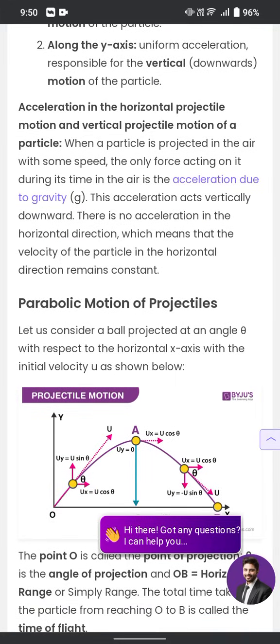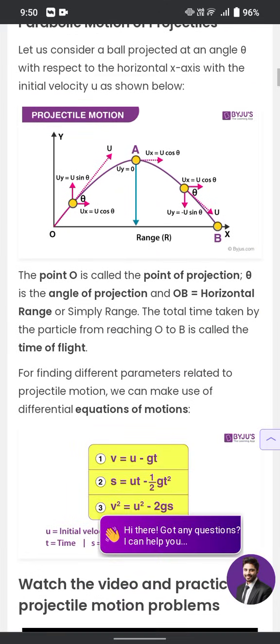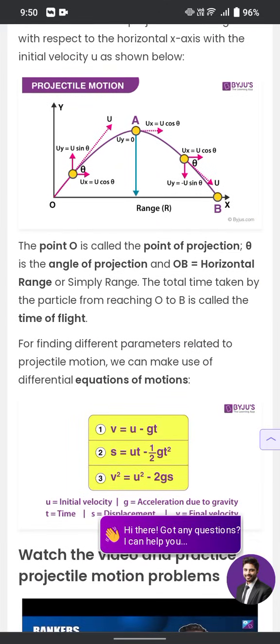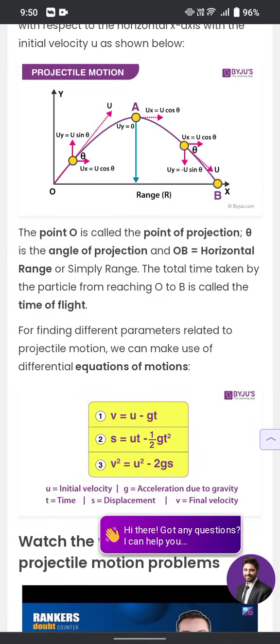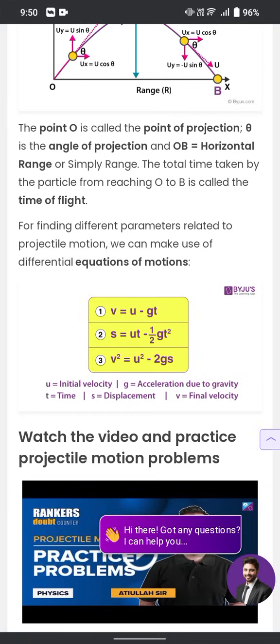Parabolic motion of projectiles. Let us consider a ball projected at an angle theta with respect to the horizontal x-axis with the initial velocity u as shown below. The point O is called the point of projection. Theta is the angle of projection and OB is equal to the horizontal range, or simply range. The total time taken by the particle from reaching O to B is called the time of flight.